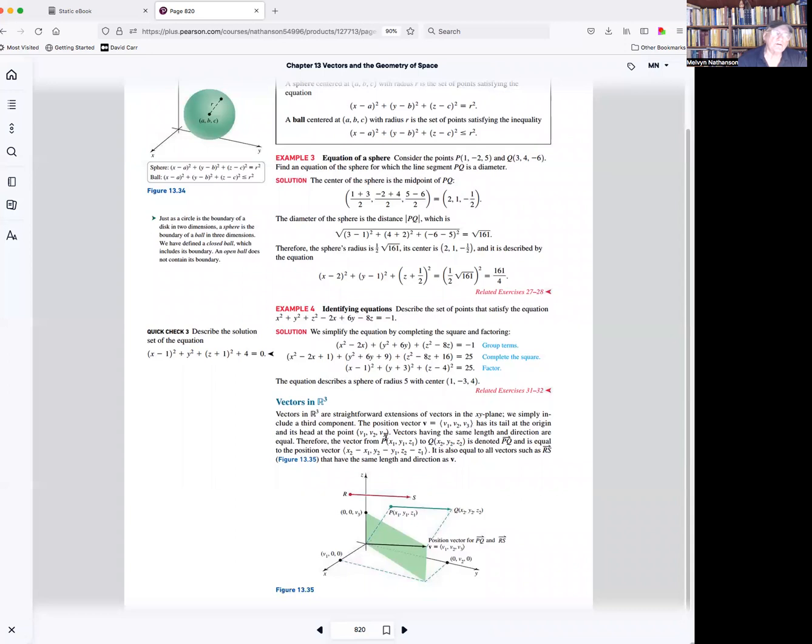And if you want the vector from P to Q, P and Q are two different points, neither of which has to be the origin, but they have coordinates x1, y1, z1, and x2, y2, z2. You look at the difference of the x, y, and z coordinates, and those are the coordinates of the vector from P to Q.